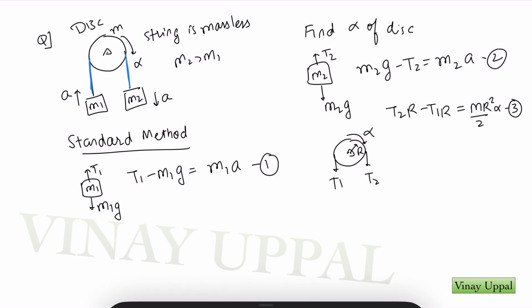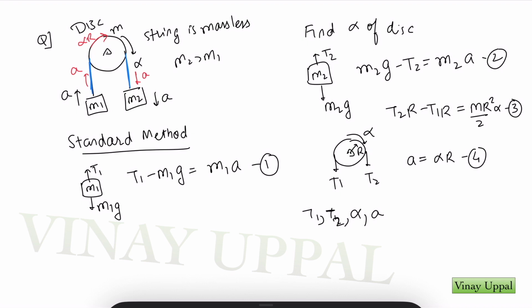Now acceleration of the string is nothing but the acceleration of the blocks, and acceleration of the circumference of the disc will be alpha r. So I'll have A is equal to alpha r. So you have four simultaneous equations, and you can solve four simultaneous equations to get those four unknowns, which is T1, T2, alpha and acceleration. So this is the standard method in order to solve this kind of a problem.